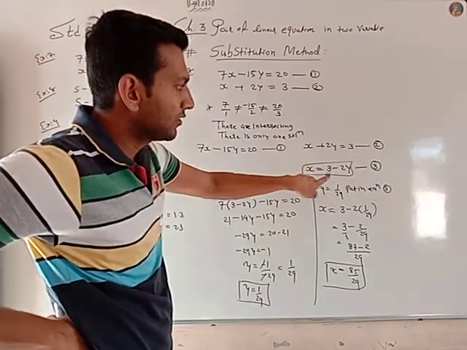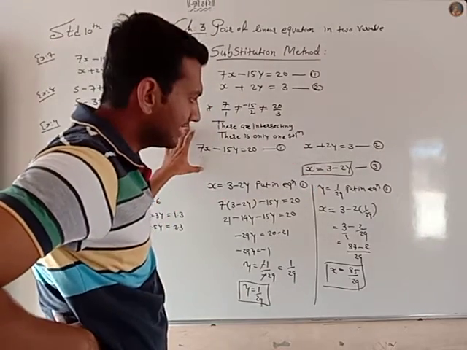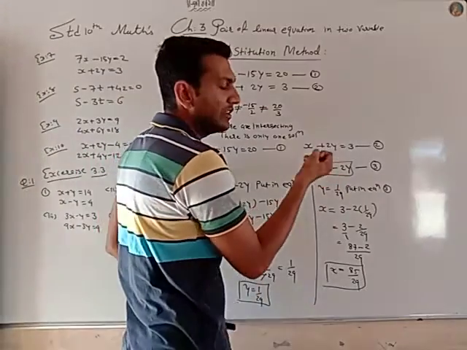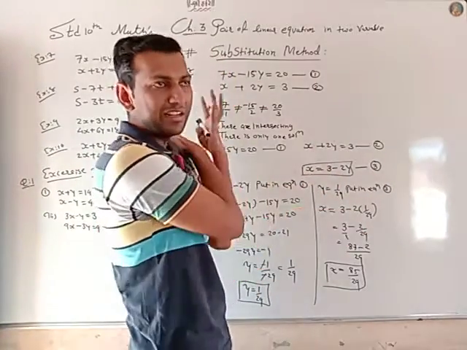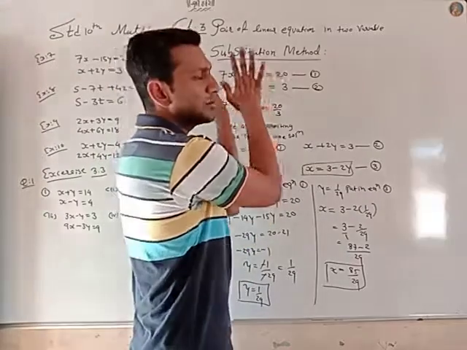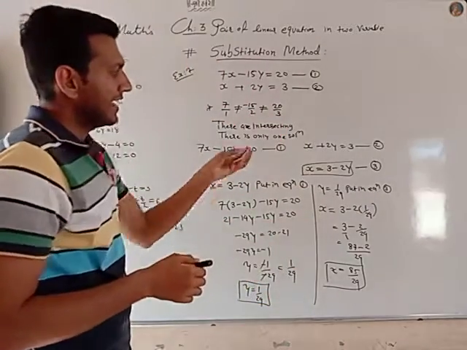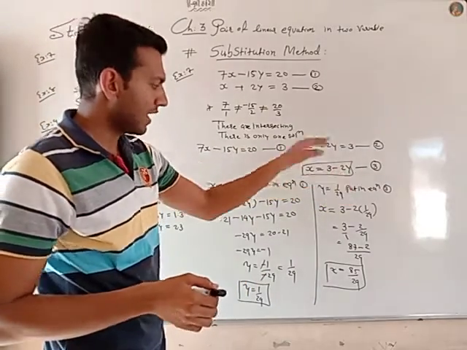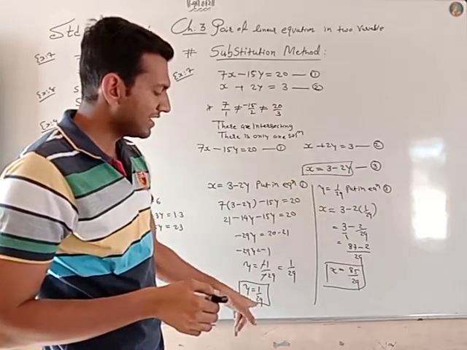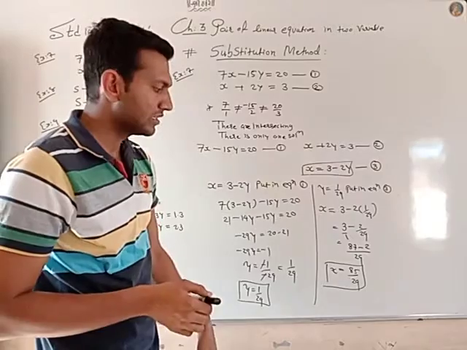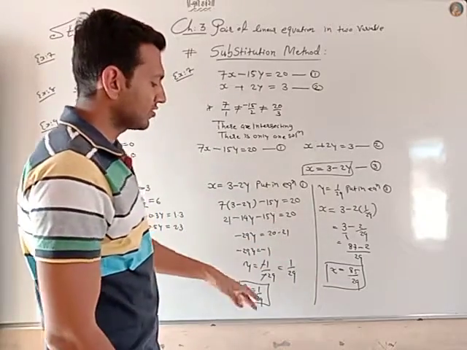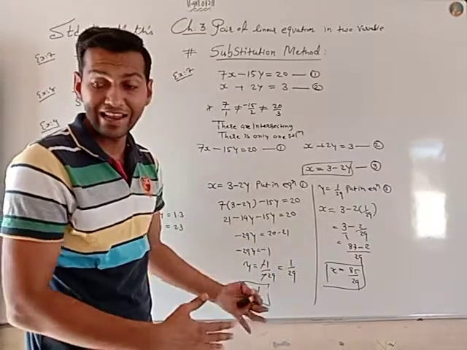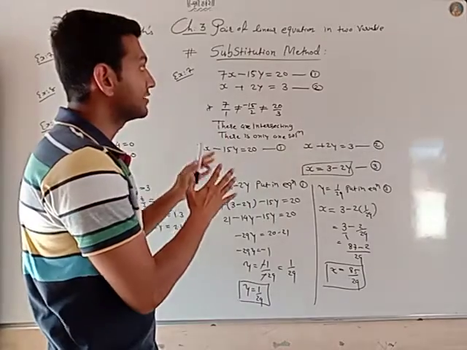I got x is equal to 3 minus 2y. Putting into the other equation, it's called the substitution method. Substitution means find the value of any variable and put it in the other equation. That's the substitution method. Okay, and we put x is equal to 3 minus 2y and solve. I got the value of y, and putting in equation number 3, I got the value of x. So my solution is x is equal to 85 upon 29 and y is equal to 1 upon 29. So here the first sum is over.